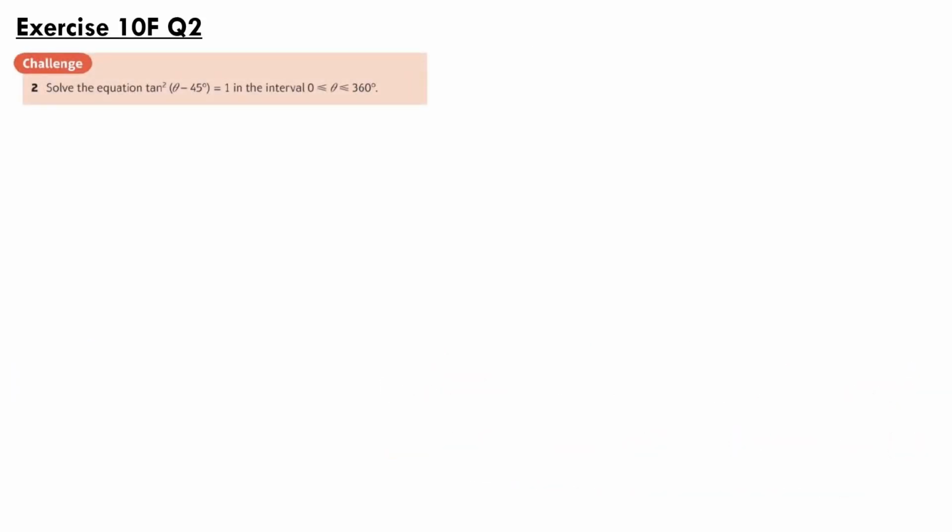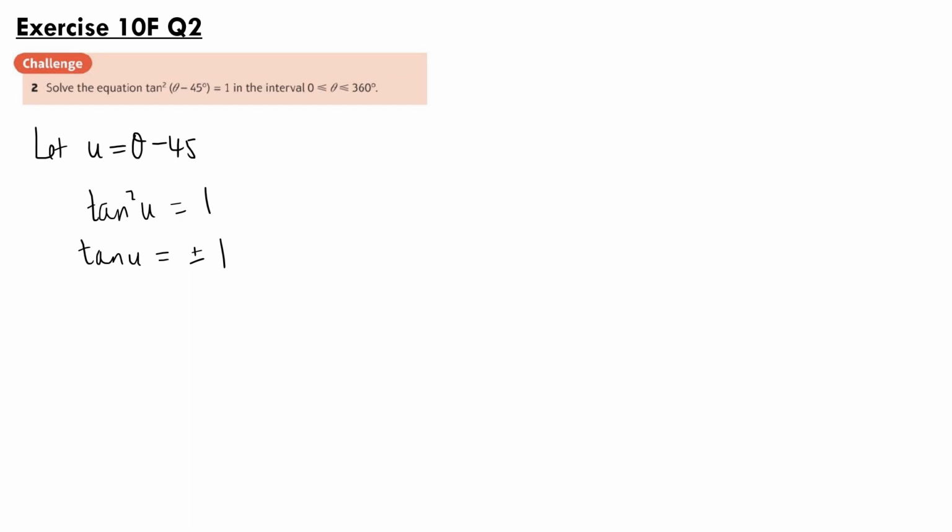And the second question says solve the equation tan squared theta minus 45 degrees equals 1 in the interval 0 is less than or equal to theta is less than or equal to 360 degrees. So once again, letting u equal theta minus 45 degrees, we get tan squared u is equal to 1, and square rooting both sides, we have tan u is equal to plus or minus 1.